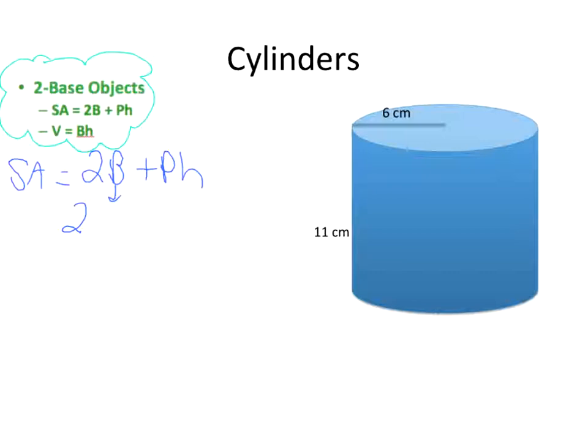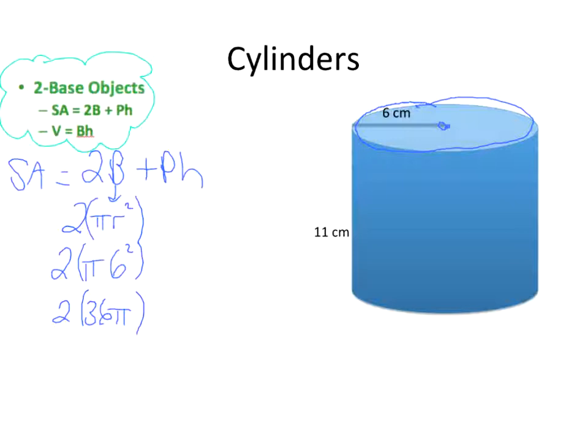But wait a minute. My base is a circle. How do I find the area of the circle? Area of a circle is pi r squared. So right underneath my big B, I'm putting in my formula for my area of a circle. Now right underneath that, I'm going to fill it in with my number. So in this particular example, my r is 6. So I'm going to get 2 times pi 6 squared. 6 squared is 36. So we're always going to put our number in front. My pi is going to go second.